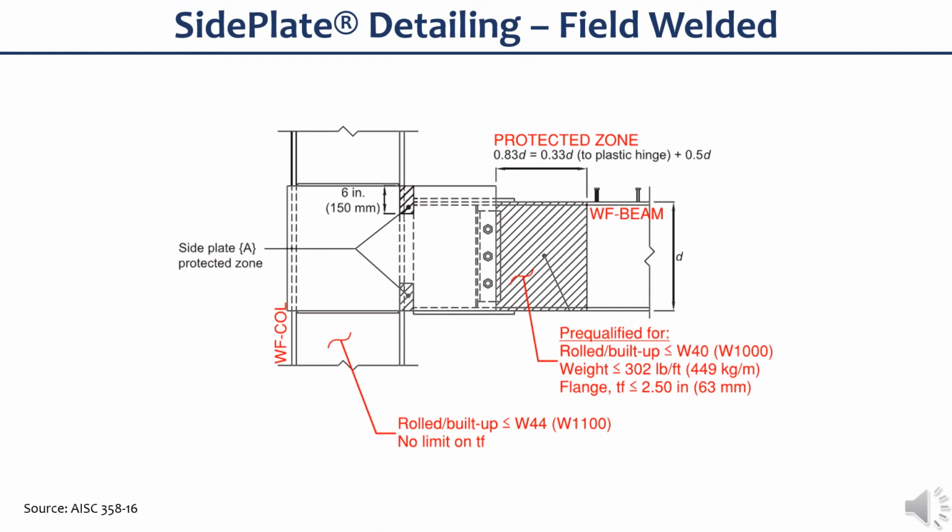The field welded SidePlate connection is pre-qualified for beams up to W40 or W1000 in millimeters, with weight limited to a maximum of 302 pounds per foot and flange thickness of 2.5 inches maximum. For the column part of the SMF, WF sections are limited to W44. However, the weight and flange thickness are not limited. Now, the protected zone in this connection includes the beam area from the vertical edge of the side plate to a distance equal to 83% of the depth of the beam away from the column flange.